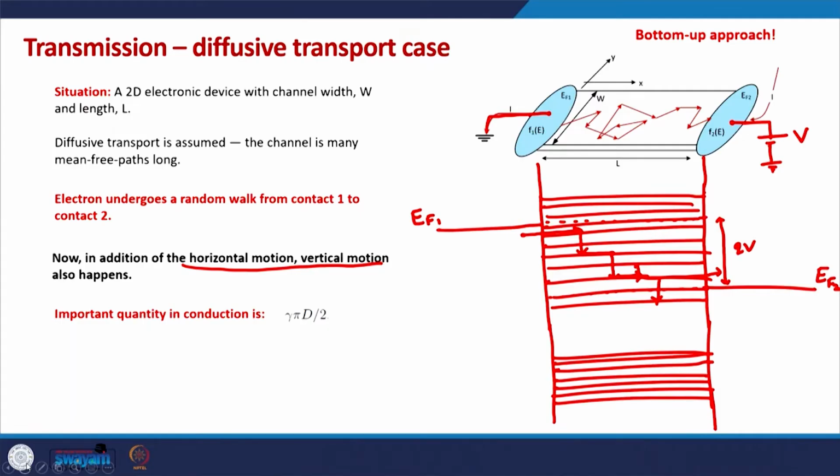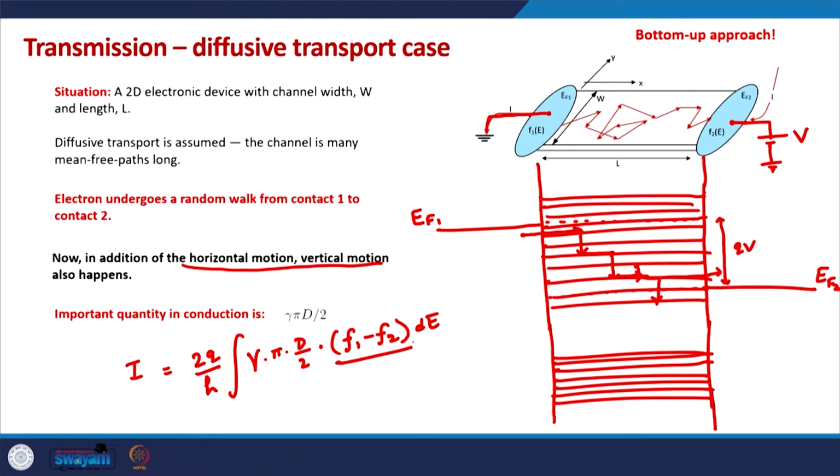Okay. And as we have already seen, the current is given as 2q divided by h, integral of gamma pi d by 2 into f1 minus f2 dE. So, this is known to us, this we know from our understanding of the contacts. This quantity is what we essentially need to know in order to find out the current in any kind of transport, and this quantity turns out to be the number of modes in the case of ballistic transport.